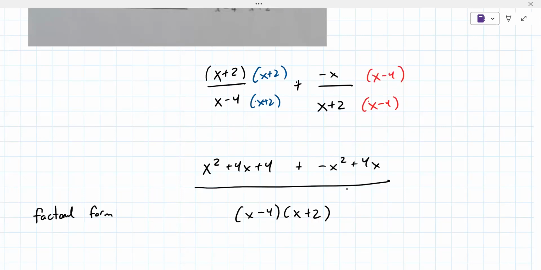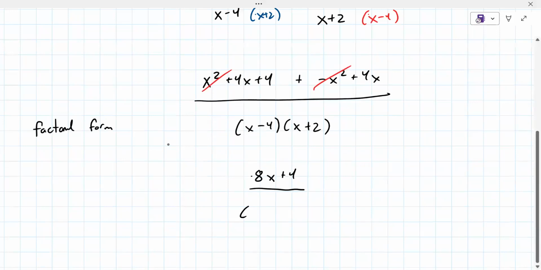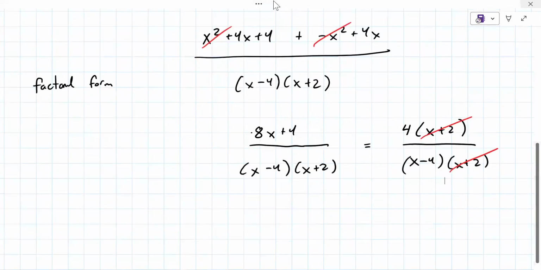All right. So now on the top, x squareds cancel. 4x combines with 4x, so you end up getting the top here, 8x plus 4 over x minus 4, x plus 2. In the top, you factor out a 4. On the bottom, you have x minus 4, x plus 2. And again, there's a cancellation because those go away. So now the final result is 4 over x minus 4.